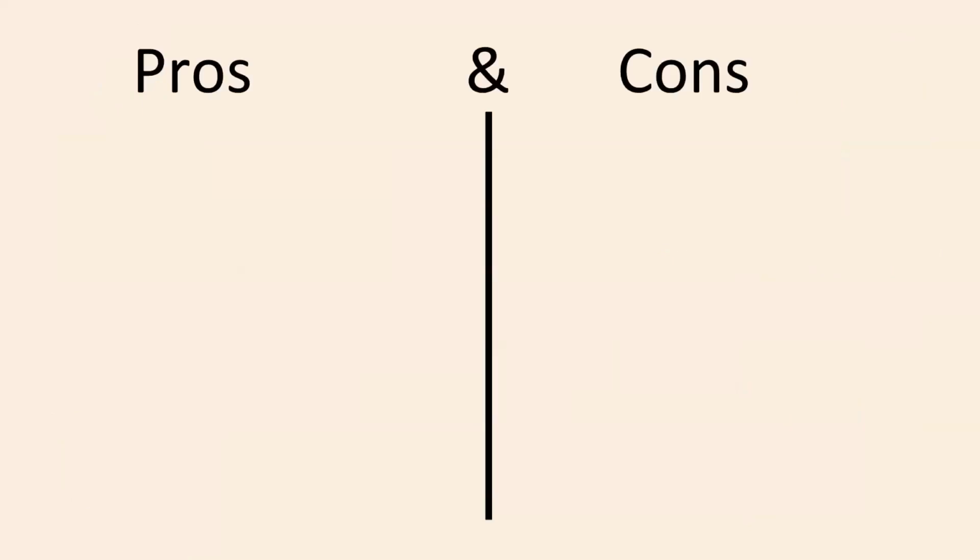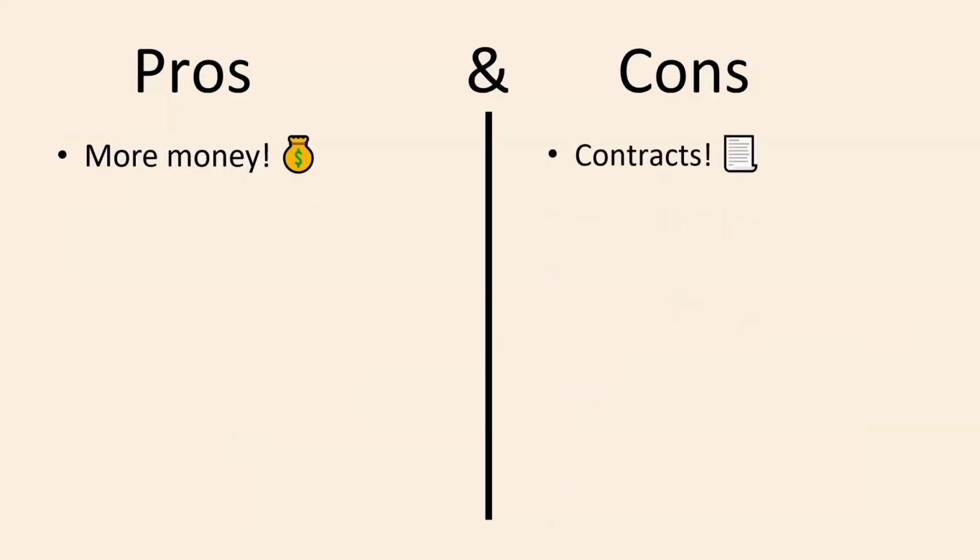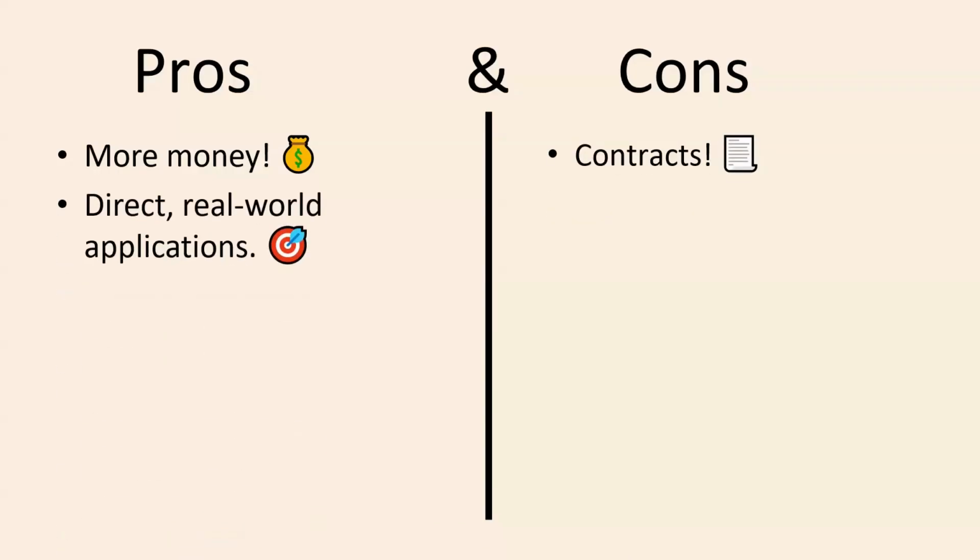So what pros and cons can we get from this example? Well, firstly, there's more money, obviously. And con, contracts, exclamation mark. Pros, you get to see the work directly being used in the workplace.